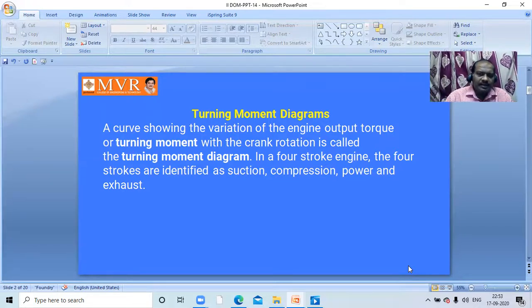So I think I am clear with this turning movement diagram. You have to remember theta, that is the crank rotation, on the x-axis, and torque, that is the output, on the y-axis. How it will be calculated, we are going to learn in this class with the help of the four-stroke engine only. In a four-stroke engine, we know that suction will be there, compression will be there.